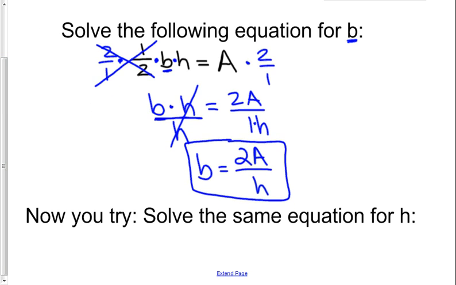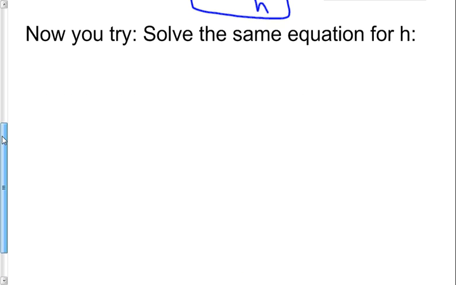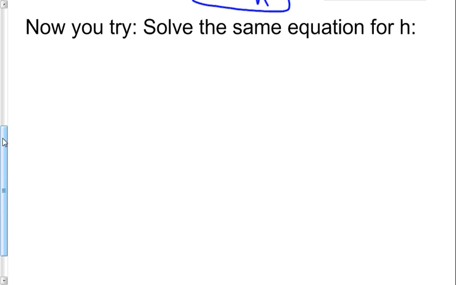Alright, now it's your turn. Same equation, but I want you now to solve it for h. So use the example we just did. You've got 1/2 base times height equals a, and I want you to solve it for h. So take a second and do that now. Once you have it solved, press play and check your answer. Pause the video, if you haven't done so already, pause it now.